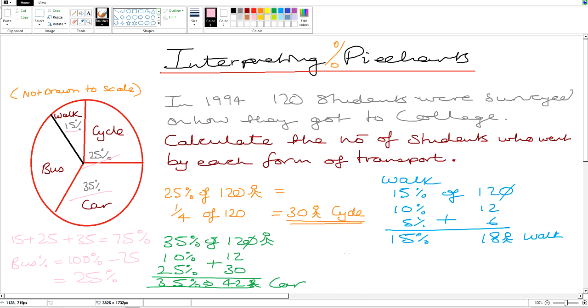So we have to work out now 25% of the 120, which is the same as for cycling, which we can just copy across, which is 30. So 30 students went by bus. Okay, that's the end of that particular question.